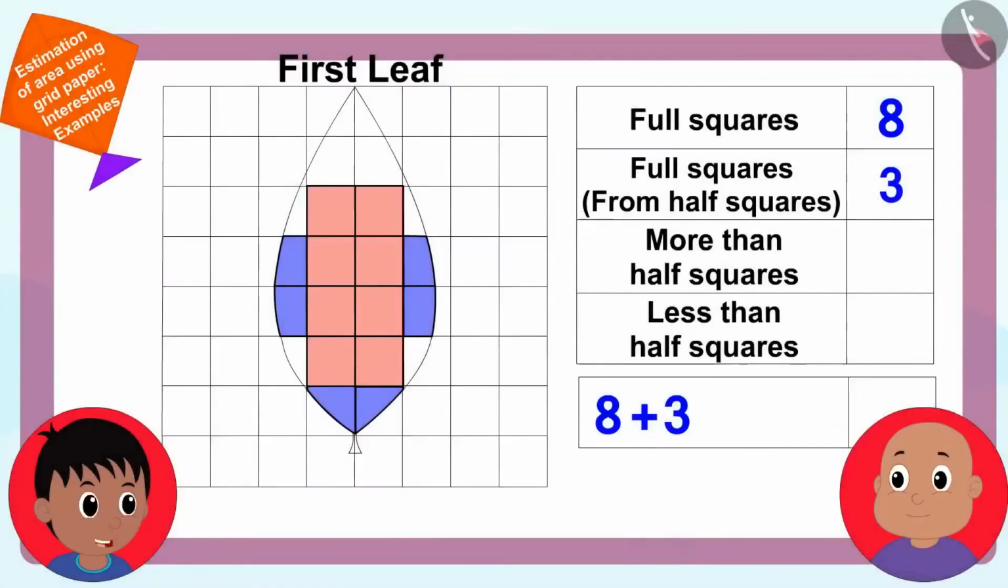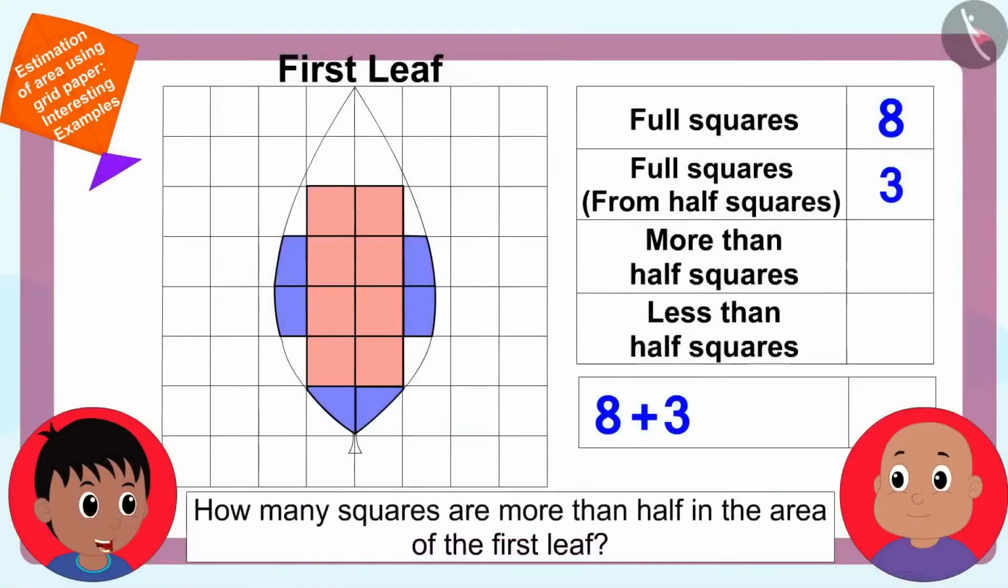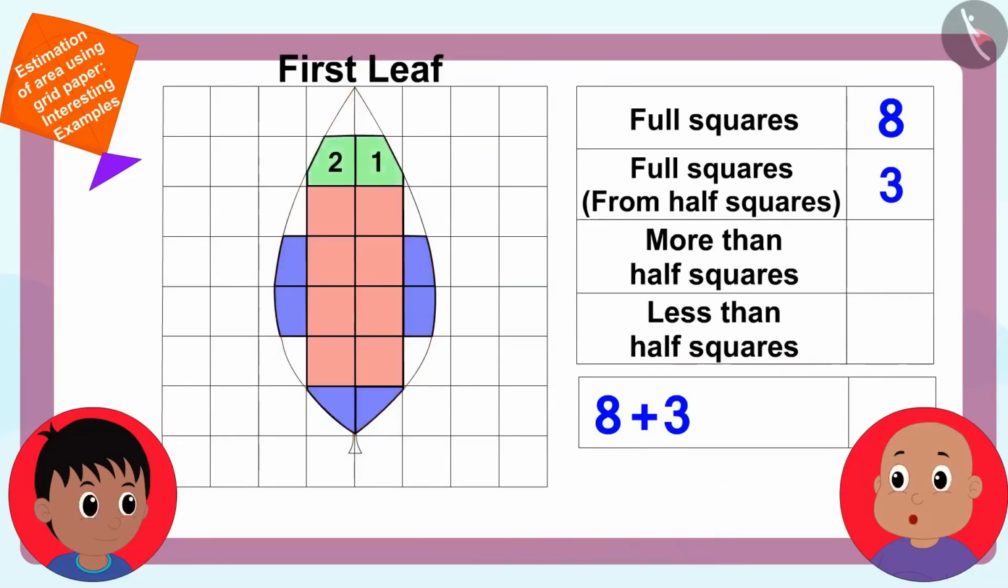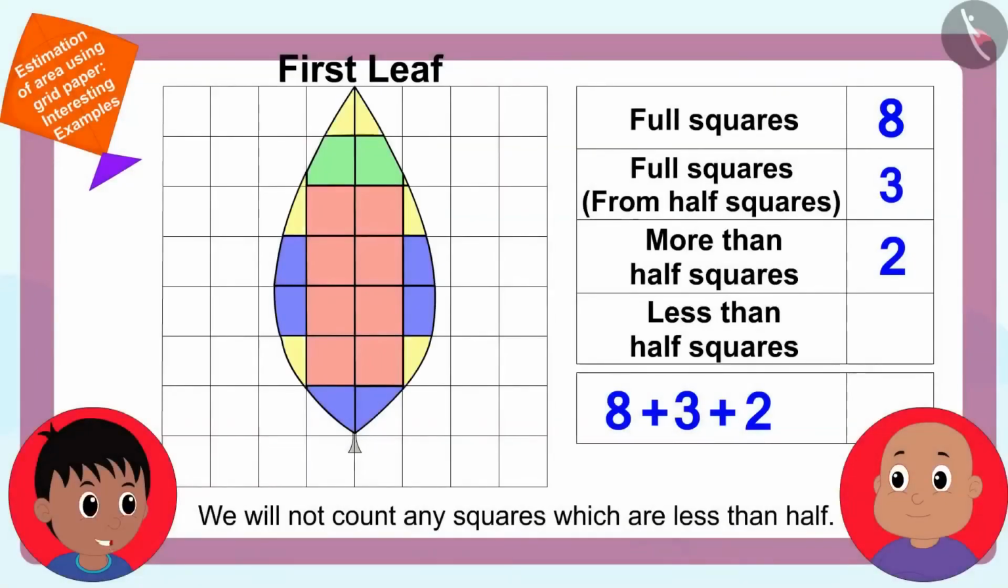And now, finally, can you tell me how many squares are more than half in the area of the first leaf? Raju asked. 2 squares, Bablu said excitedly. Absolutely right. We'll count them as full squares. Now Raju added 2 more to the number of full squares. We will not count any squares which are less than half.